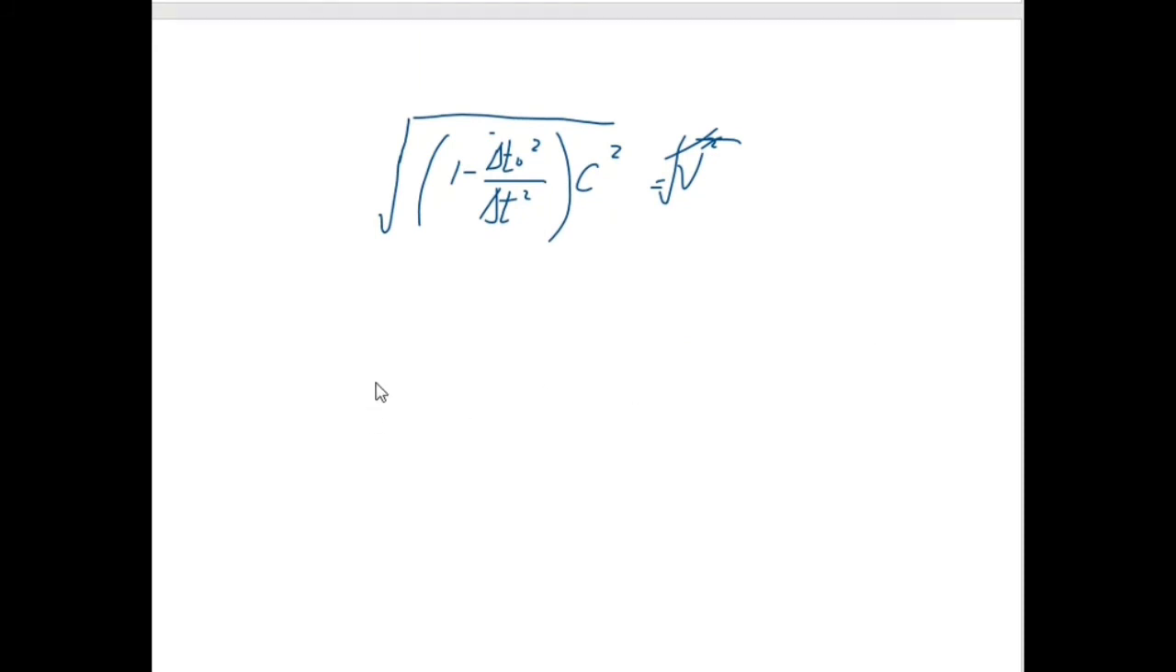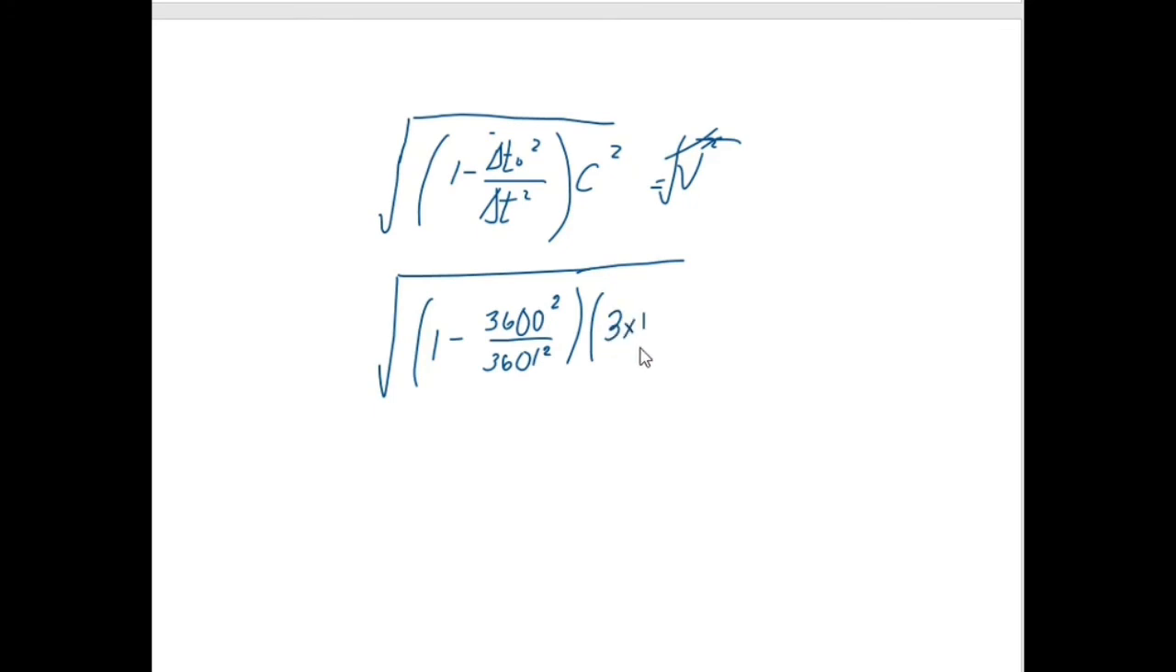Okay, we have here square root of 1 minus, ang proper time natin again is the 3,600 seconds. So 3,600 divided by 3,601 seconds, squared, and multiplied by, let's just use 3 times 10 to the 8 squared. That will give us the velocity.